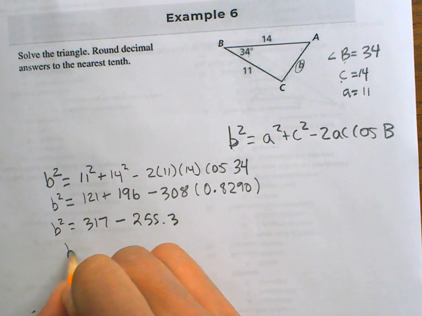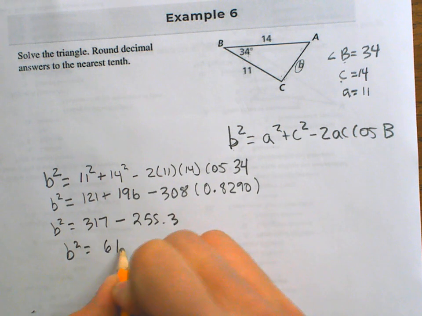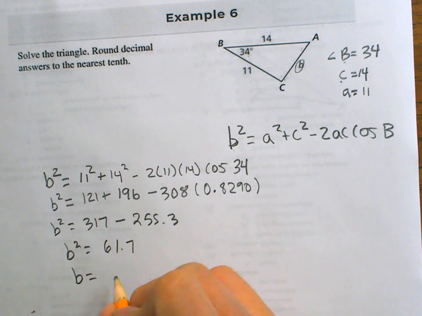All right, so B squared equals 317 minus 255.3. And that's going to be 61.7. And when you take the square root of that to the nearest tenth, you're going to get about 7.9.